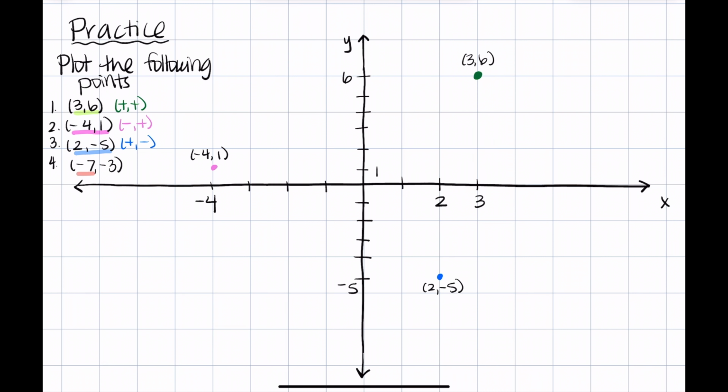Now we'll move on to our fourth and final practice question. For number 4, we have -7, -3. Now both of these are negative, so that means we're going to be in the third quadrant. I'm going to go ahead here and label the -7 and the -3. I have now plotted my point and labeled it.